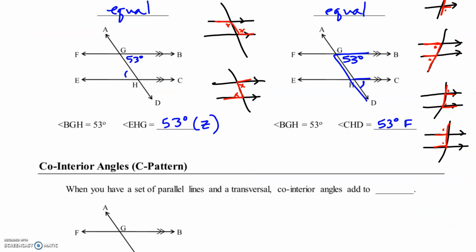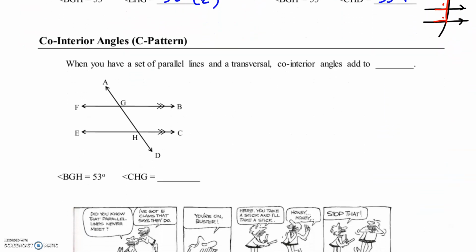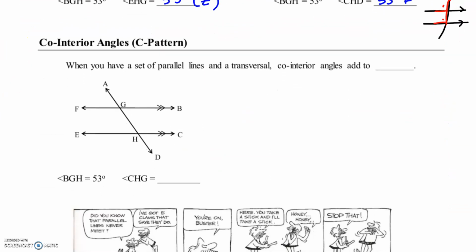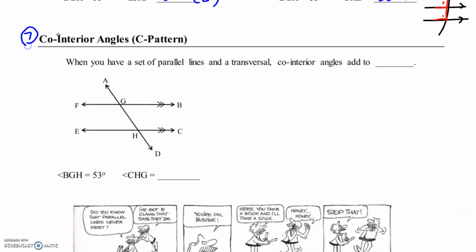All right, the last parallel line theorem is the co-interior angles. So this would be our, I believe, our 7th theorem that we're doing today. Yeah. Okay, so this is our 7th theorem. So co-interior angles make a C pattern. And when you have a set of parallel lines and a transversal, co-interior angles add up to 180 degrees.